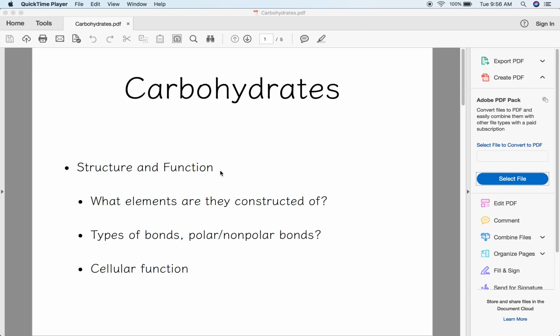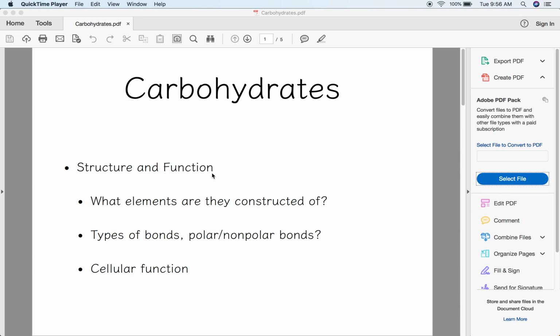Was on carbohydrates. Their name stems from the fact that they're made from carbon and water in terms of the ratio of carbon to hydrogen to oxygen. So they are CH2O in terms of their chemical formula, even though they may be like C6H12O6, but that's the basic name. Their structure and function, so we'll look at some structures here in a minute.